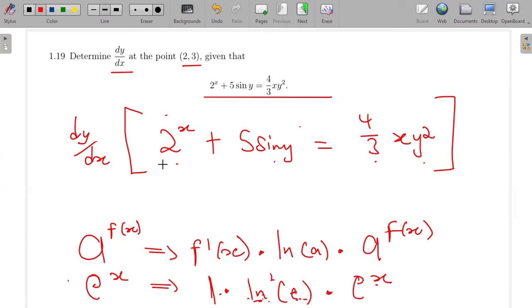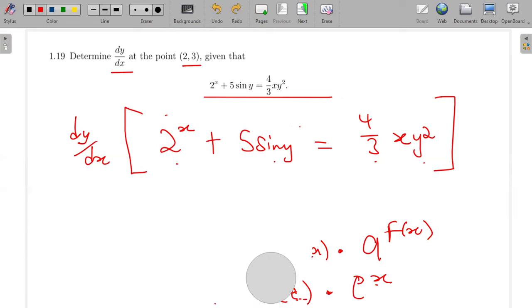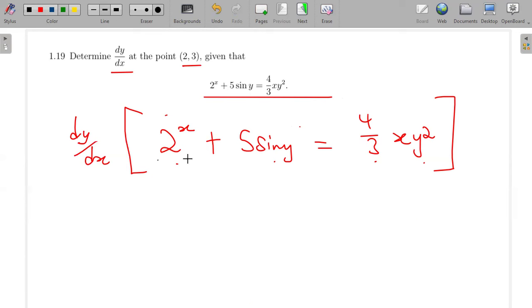That's what we are going to apply on this function here, because that power is just a function of x on the 2. So the derivative of this term will just be: what's the derivative of this x? It's 1, multiplied by ln, and then I put the base, which is 2, and then multiplied by the function itself. So this is what I have. Then I say plus, what's the dy dx of this?